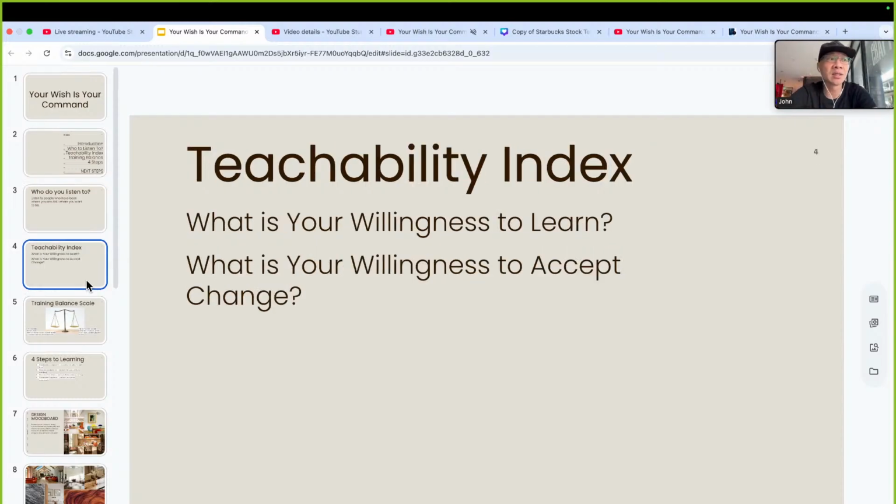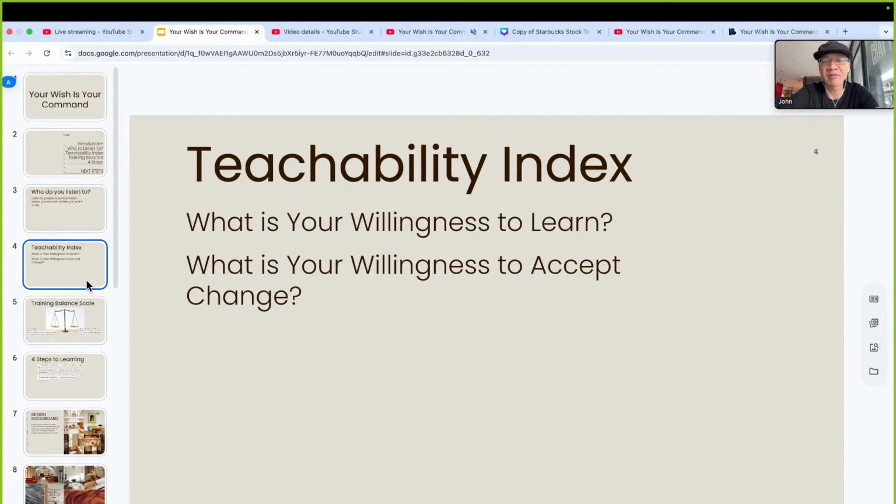The next lesson is the teachability index. This is such an important lesson. I have to go through it again and again because it forces me to face myself in the mirror and ask, how teachable am I? Now, there are two components. The first part is, what is your willingness to learn? And the next part is, what is your willingness to accept change?